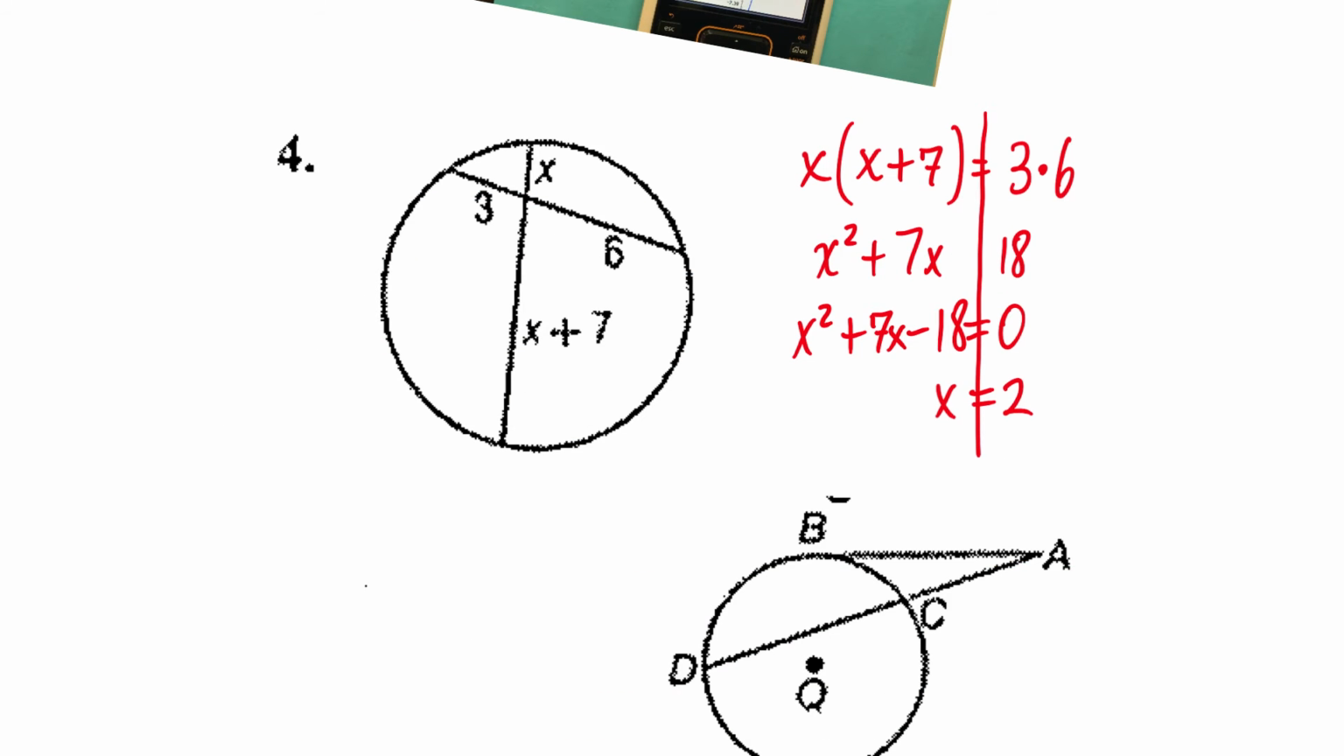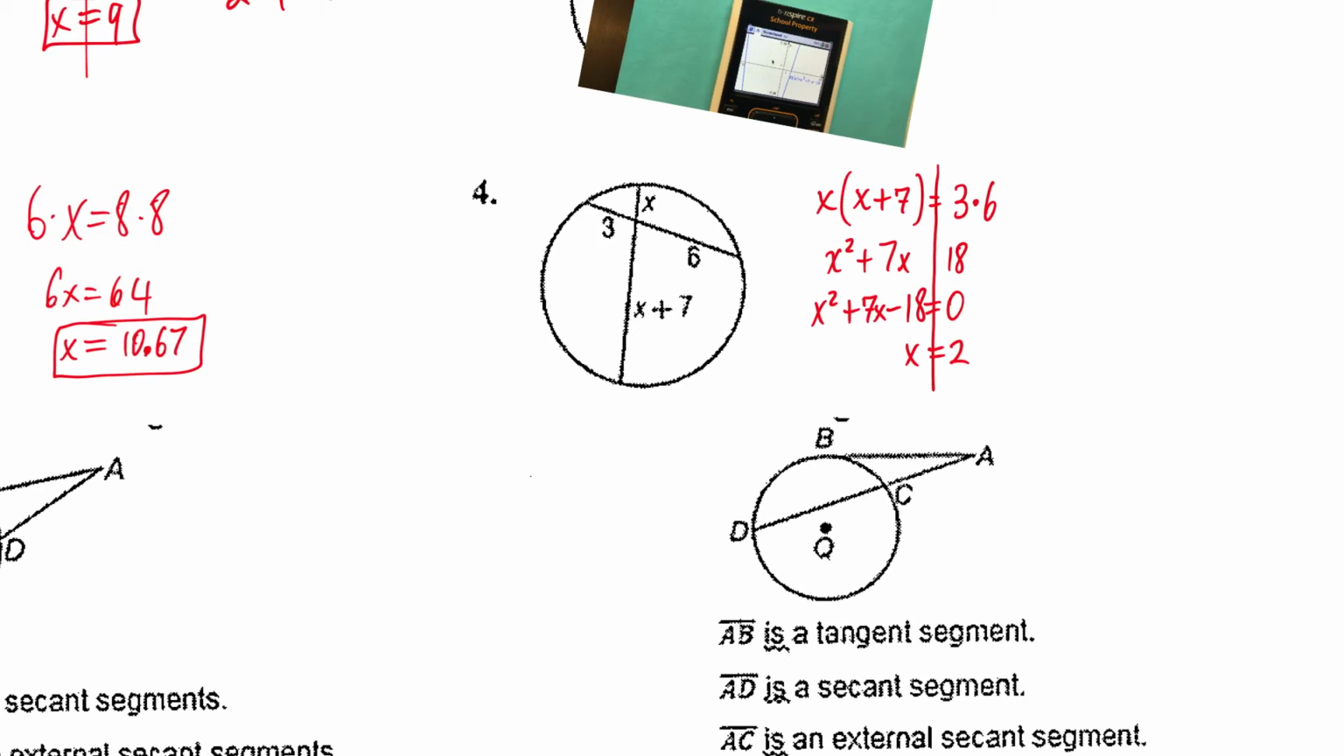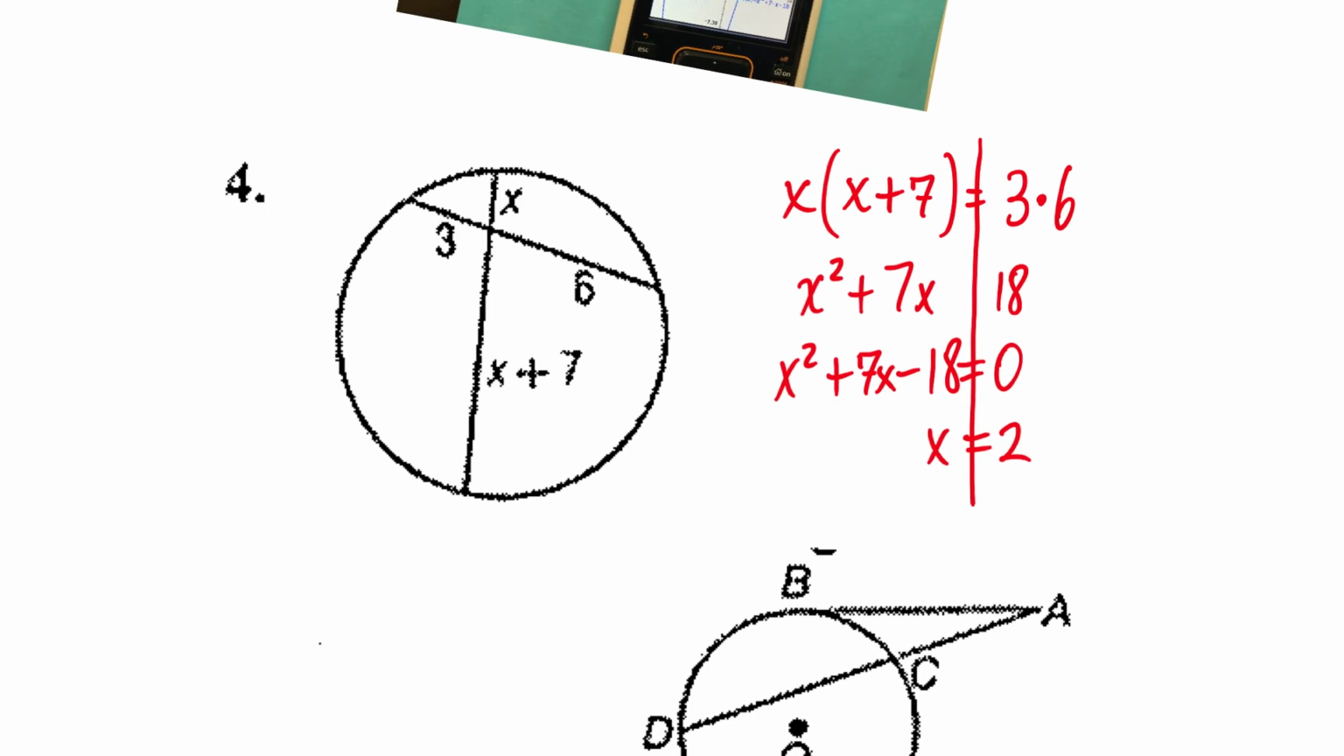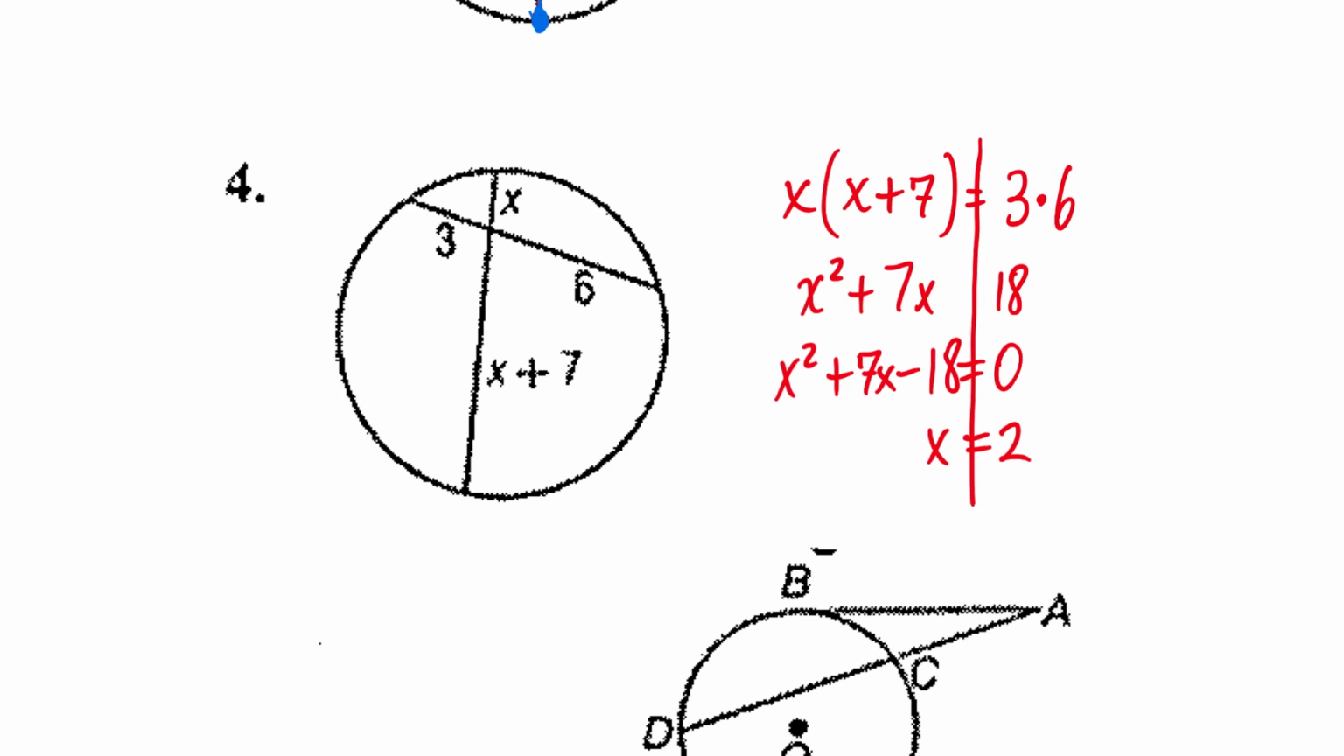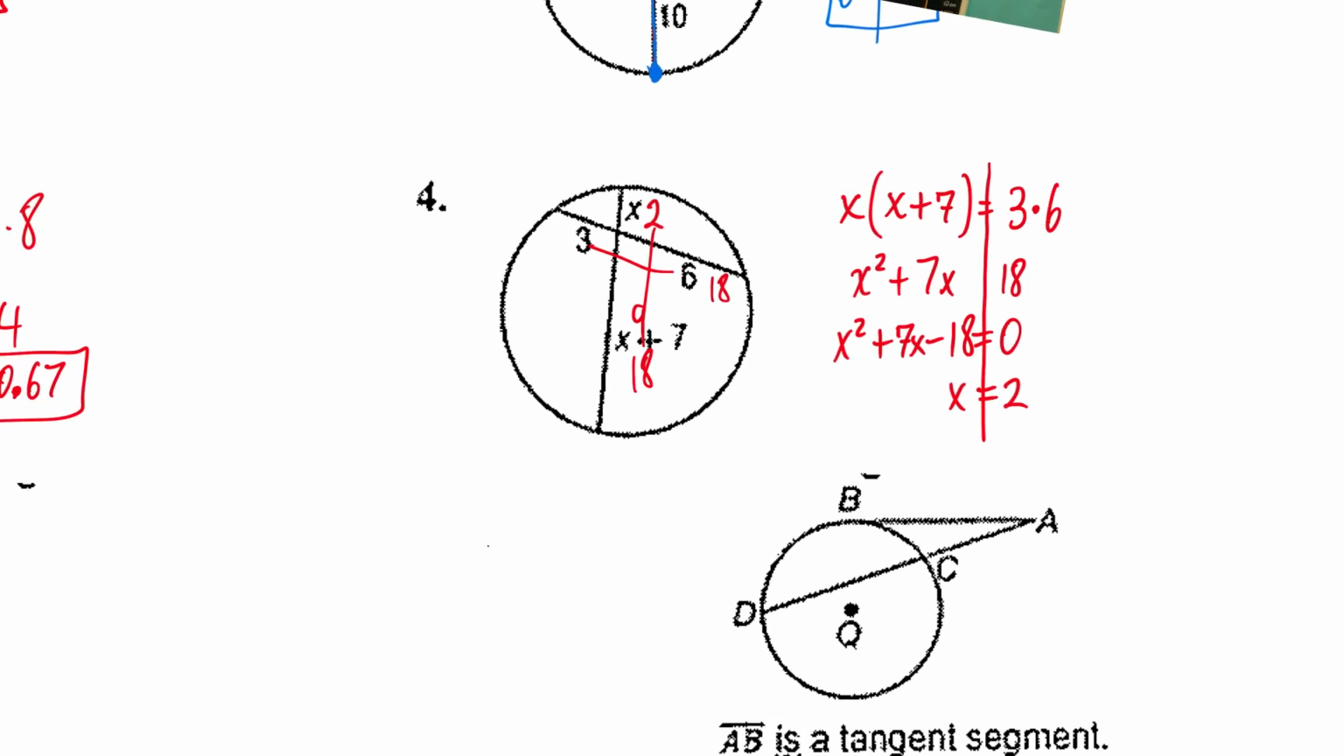So x equals 2. Then you could plug in 2 and see if that makes sense. If x is 2, how long is this piece down here? 9. What is 3 times 6? 18. What's 2 times 9? 18. So that looks good.